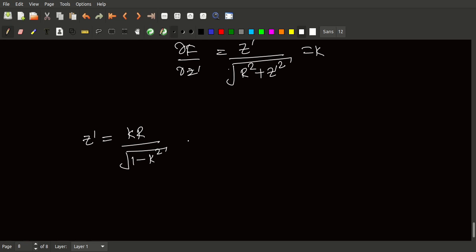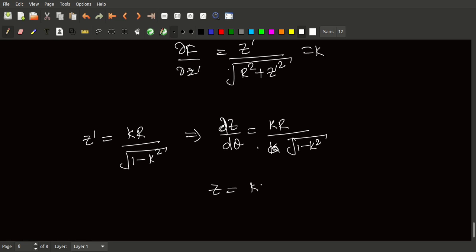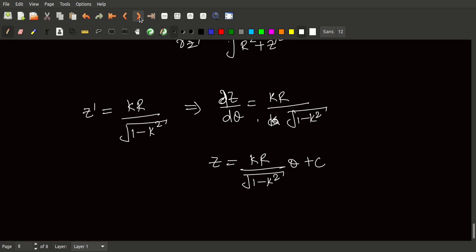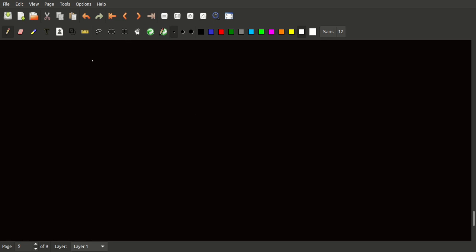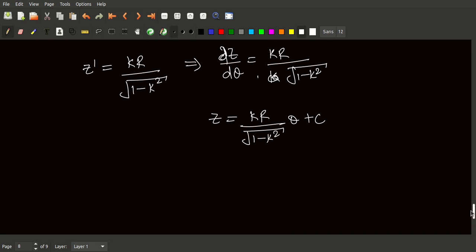This is your z dash, which implies dz upon d theta is equal to k R upon under root of 1 minus k squared. This is what you have. Now integrate it, you will get z equal to k R upon under root of 1 minus k squared times theta plus c. This is what you get. Now fix the constants by applying the boundary values. What are the boundary values here? A and B. Those are the boundaries here.